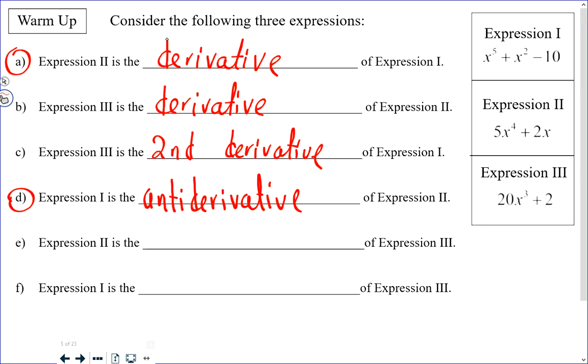And what is going to happen throughout the rest of this course is you are going to think that you have a really good handle on things and you will discover that you are differentiating when you should be anti-differentiating, or vice versa. Expression 2 relates to expression 3: well, expression 3 was the derivative of expression 2, which means expression 2 is the antiderivative of expression 3.